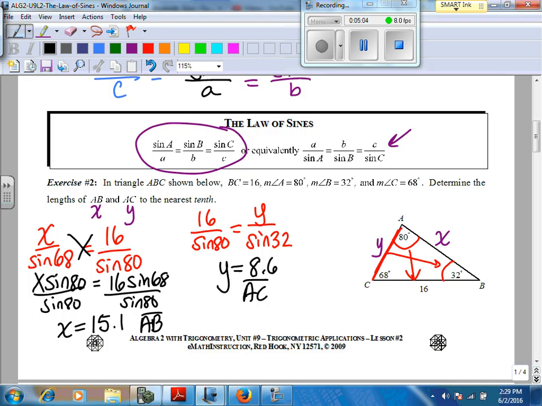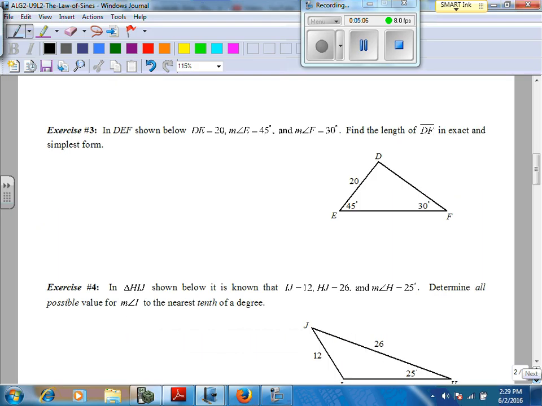We're going to do another one. A triangle DEF below, they give you all the information, and that's already in the picture. Find the length of DF in exact and simplest form. So that's going to be important, exact and simplest form. Exact means we will not round. You're not going to use your calculator to round anything. So again, we have this side of 20 and the angle opposite it of 30. So 20 over sine 30 equals this side of x over sine of 45.